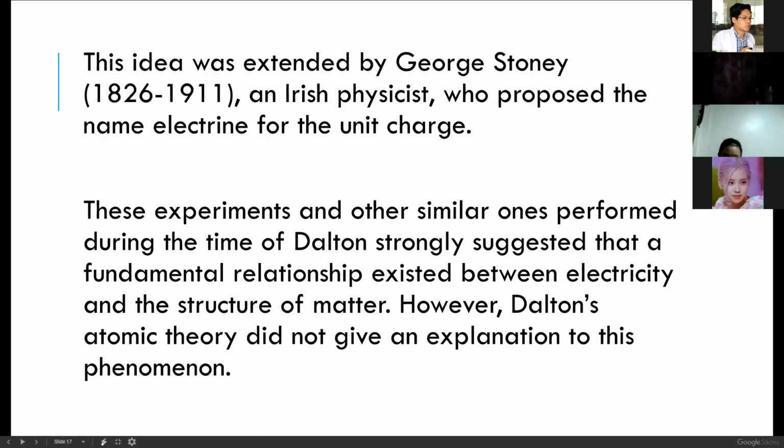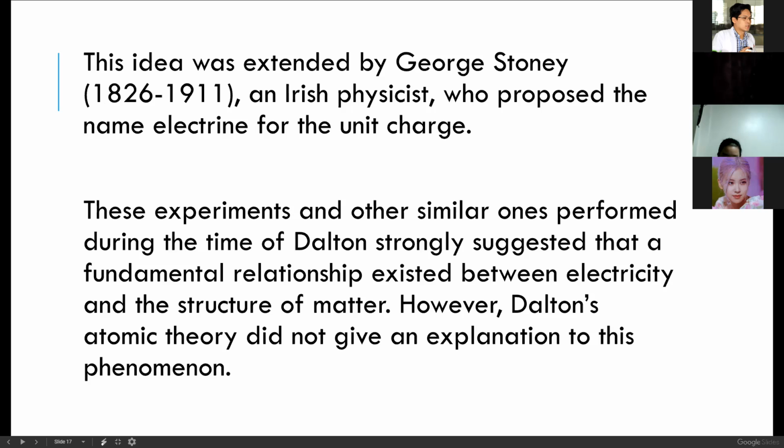This idea extended George Stoney, which is around 1826 to 1911, an Irish physicist who proposed the name electron for the unit charge. This experiment and other similar ones performed during the time of Dalton strongly suggested that a fundamental relationship existed between electricity and the structure of matter.